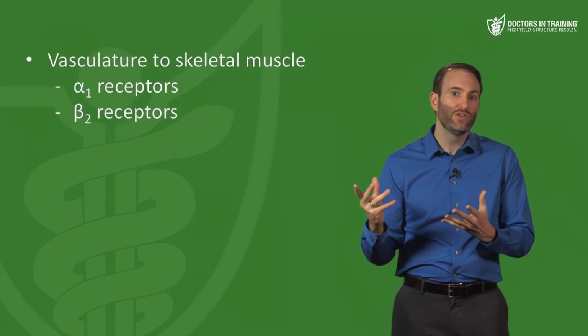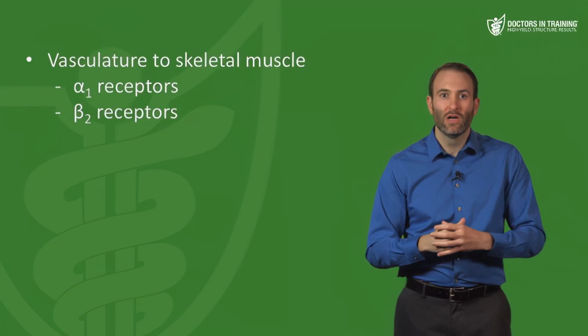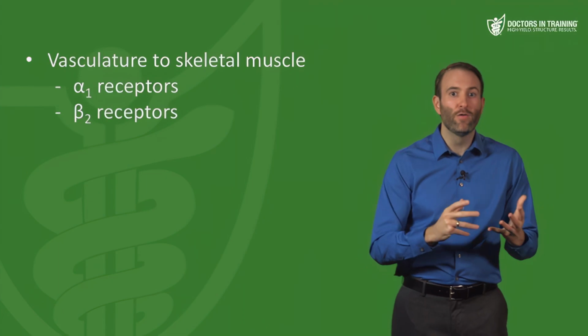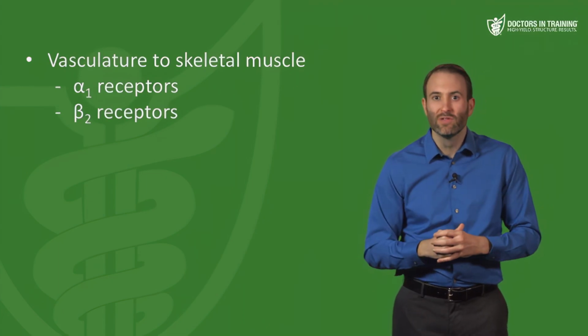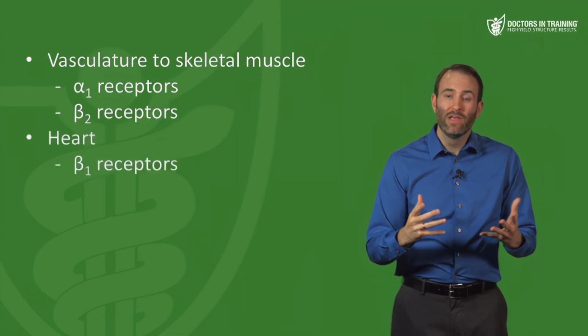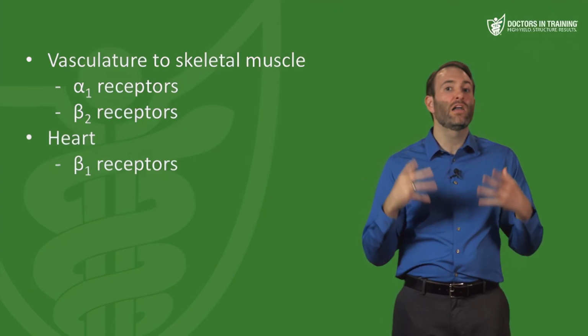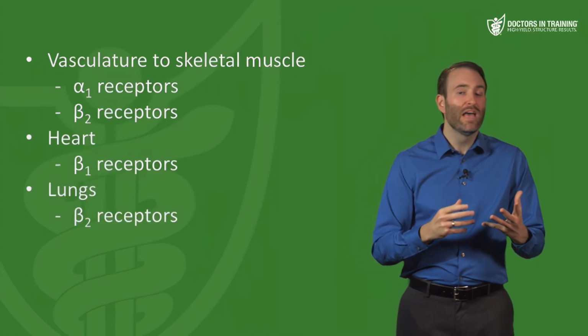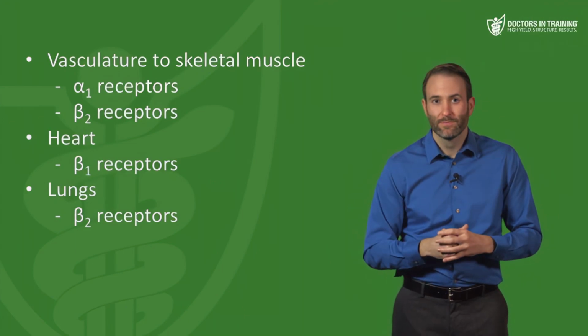Now, adrenergically innervated organs tend to have a predominance of one type of receptor. For example, tissues such as the vasculature to skeletal muscle have both alpha 1 and beta 2 receptors, but the beta 2 are probably going to predominate. The heart, as we said before, contains a lot of beta 1 receptors, and then the lungs have a whole lot of beta 2 receptors.